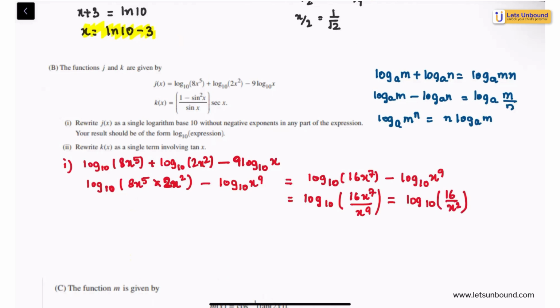So that's how I've simplified it. I will just write it like this. I will not make x^2 a negative power because the question strictly says without any negative exponents.